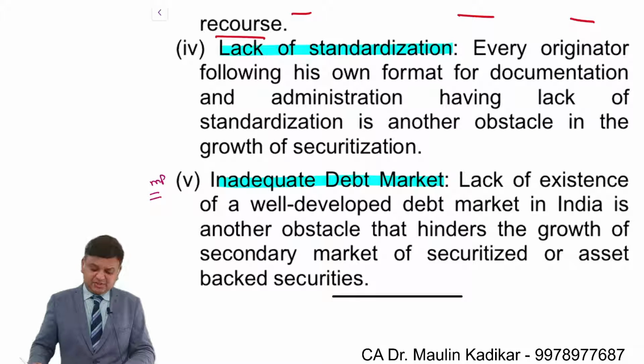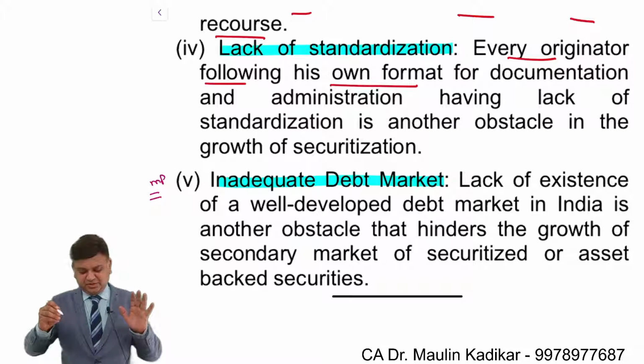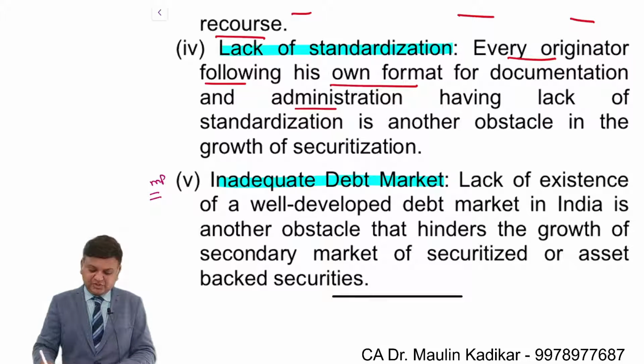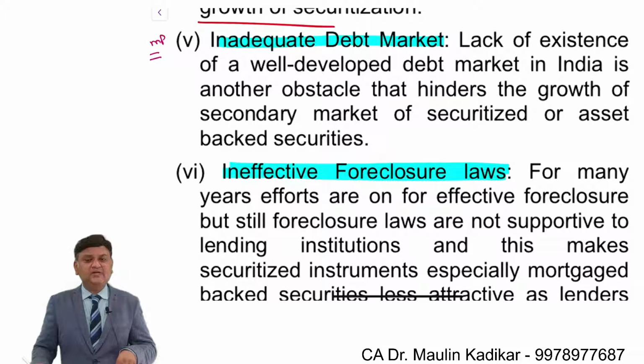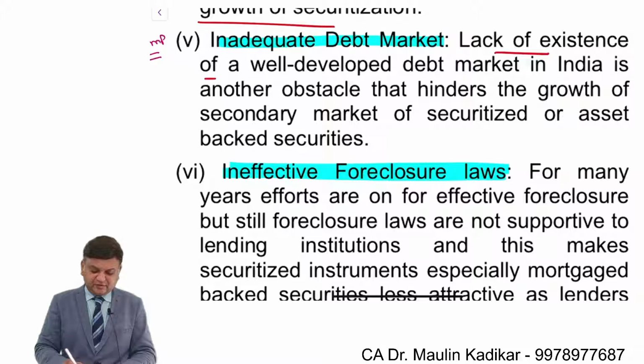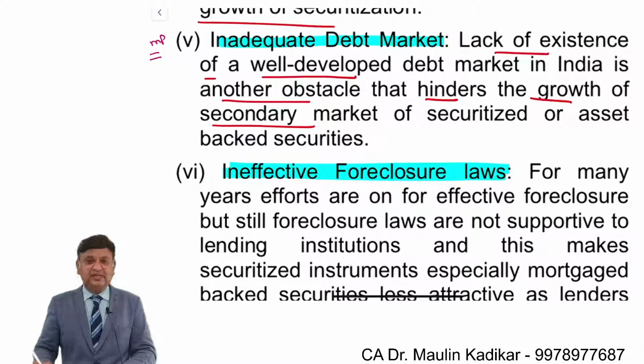Lack of standardization. Every originator follows his own format for the documentation and administration, and this lack of standardization is another obstacle in the growth of securitization. Inadequate, insufficient debt market. Lack of existence of a well-developed debt market in India is another obstacle that hinders the growth of the secondary market of the securitized or asset-backed securities.